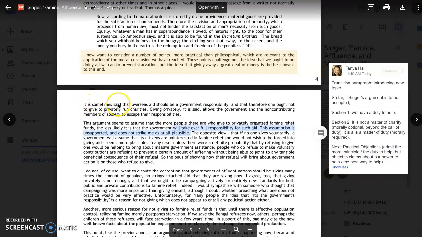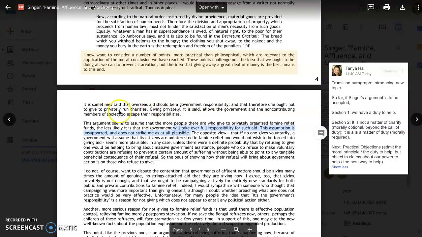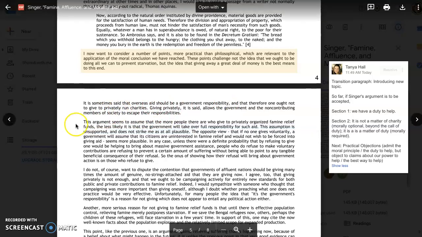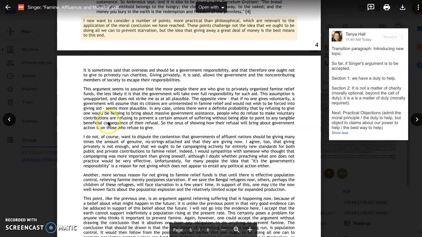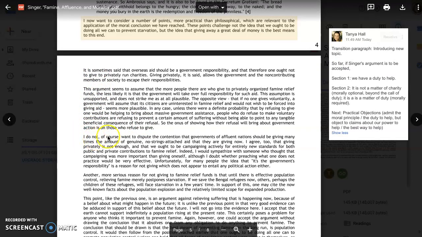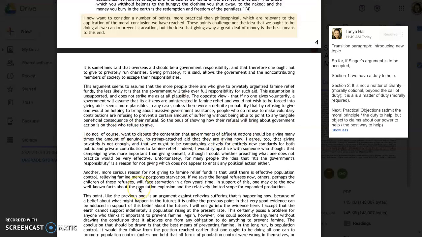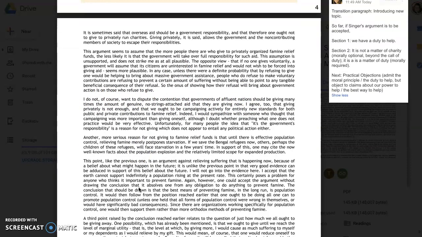"It is sometimes said that overseas aid should be a government responsibility, and so we shouldn't give to private charities." Response. Okay, so objection, response. "I do not, of course, want to dispute the contention that government..." So still talking about governments versus private charities.